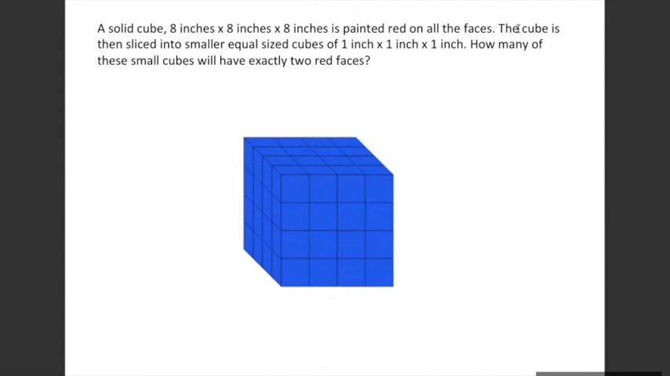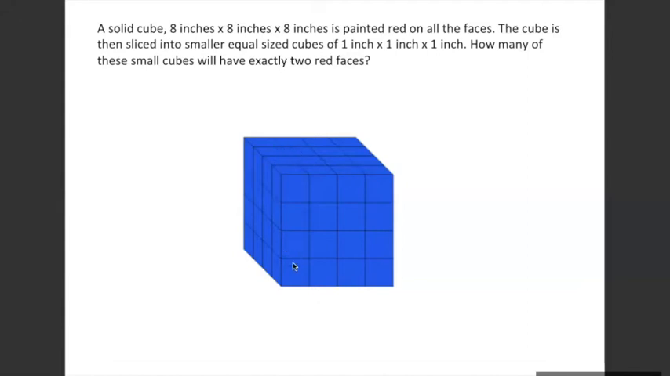The cube is then sliced into smaller equal sized cubes of 1 inch each, 1 inch by 1 inch by 1 inch. Like this 4-inch cube is sliced into 1 inch smaller cubes, this 8 by 8 by 8 cube is also sliced into 1 inch smaller cubes. What you have to find is the number of small cubes that will have exactly 2 red faces, when this whole cube is sliced and we get different 1 by 1 by 1 cubes.